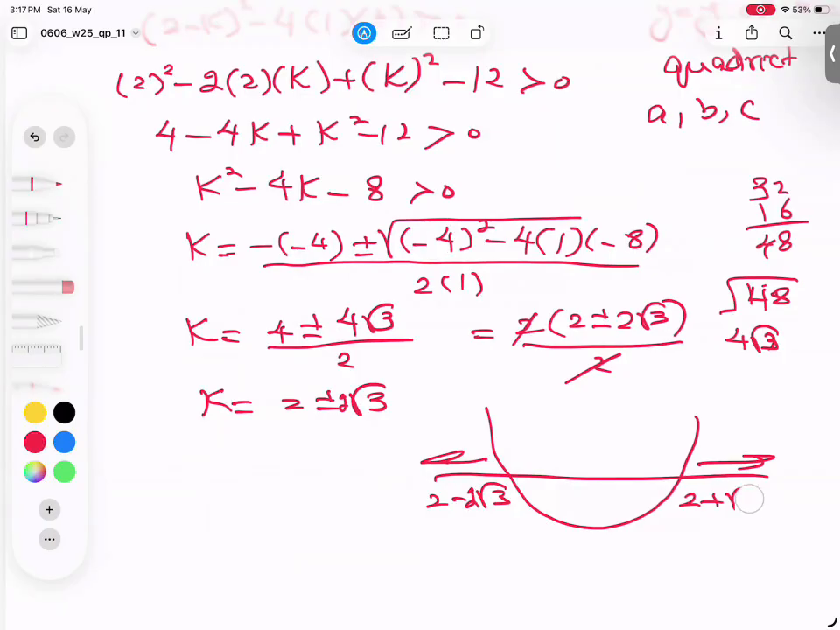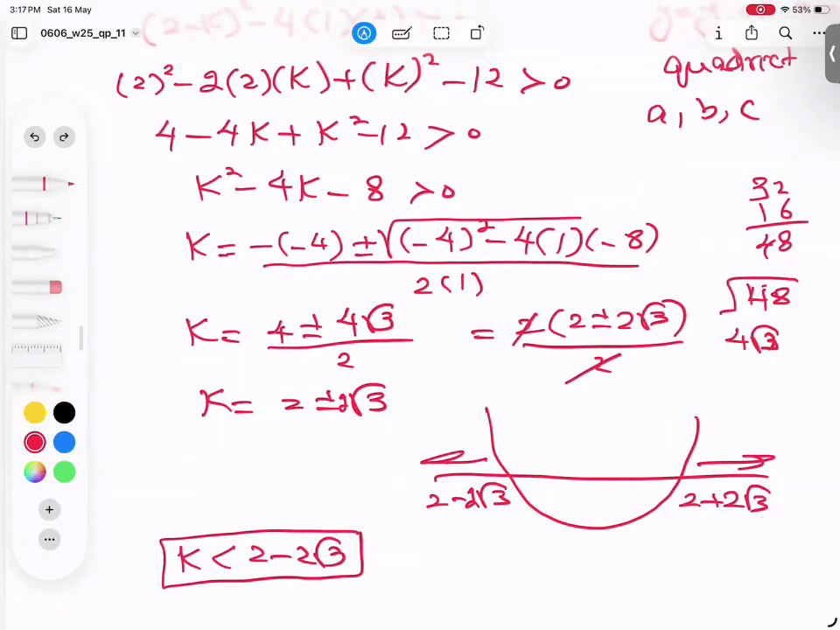Okay, I think the point is very clear. So now students, how to write it, how to read this one, less than that. So the k value is less than 2 minus 2 root 3. How to read this, students? The k value is more than 2 plus 2 root 3. And that's it. This is called the exact answer. And I hope the concept of the question is clear.